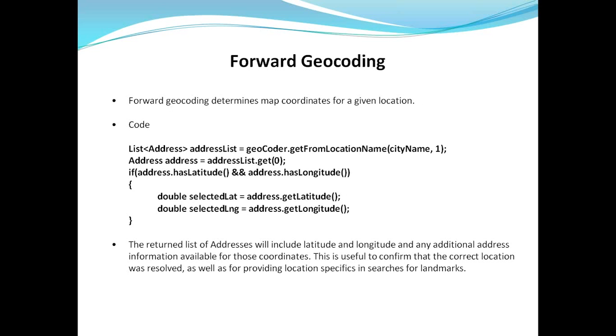There are two major concepts in geocoding: forward geocoding and reverse geocoding. Forward geocoding determines map coordinates for a given location. So here is the code. We just need to get the address list, and after getting a geocoder object, we can use the method get from location name. As you can see, we store all the addresses in our address object, and we get the latitude and longitude of those addresses.